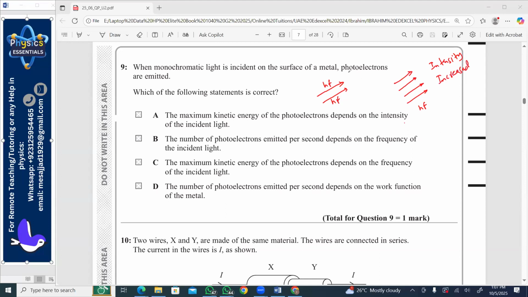So if two photons are coming and hitting the electrons, of course, only two electrons will be out, right? But here, if four photons are coming, then it means four electrons are out. So it means that when you raise the intensity I, the number of emitted electrons also increases.